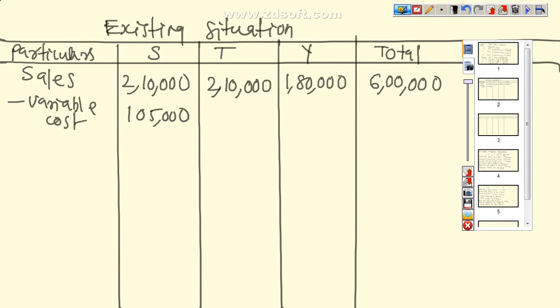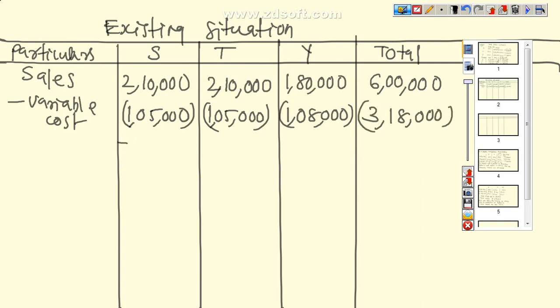Now we have to write the values of variable cost in the main table: 1,05,000. Here again 1,05,000. Here we write 1,08,000. So total is equal to 3,18,000.